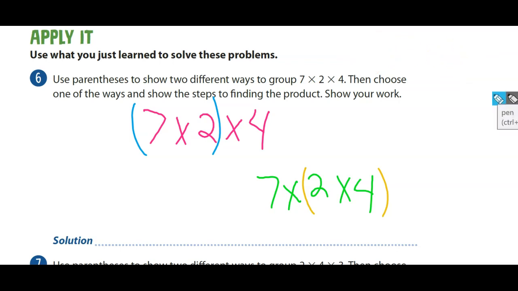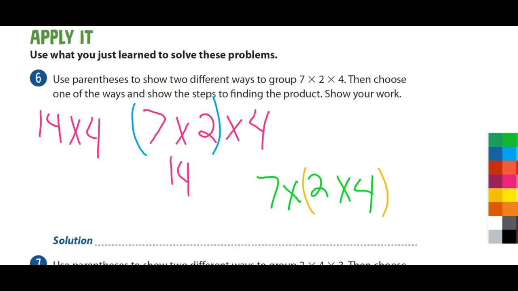Okay? So if I did the first one, what's 7 times 2? 14. And then I have to go 14 times 4. Which obviously we haven't covered in class, have we? Okay? Let's do the other one. Okay, what's 2 times 4? 8. So now, what would be my new multiplication sentence?